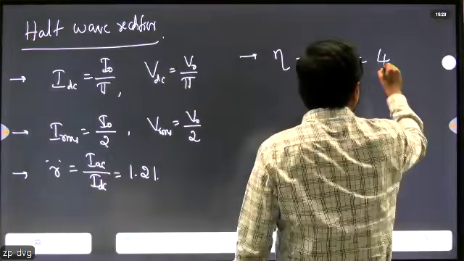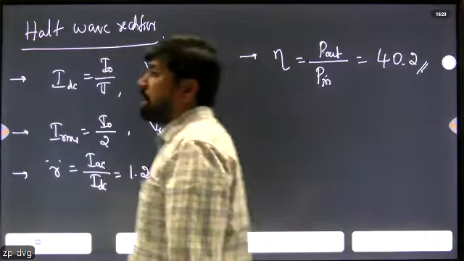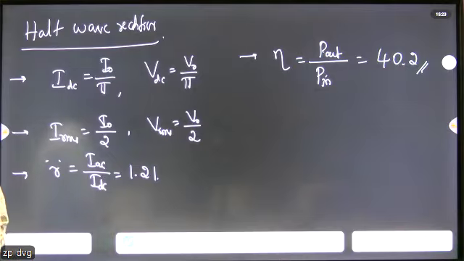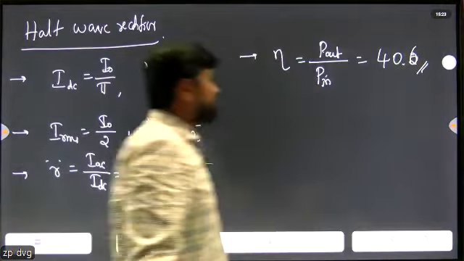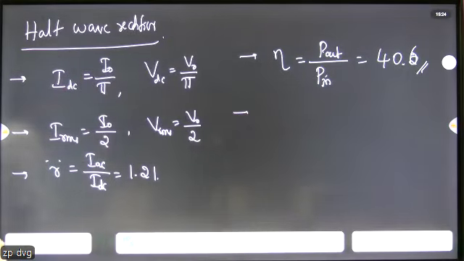In general the value is 40.2. The efficiency of half-wave rectifier is 40.6, not 2, 40.6. So these formulas are important related to what? Half-wave rectifier. And also this concept is important.